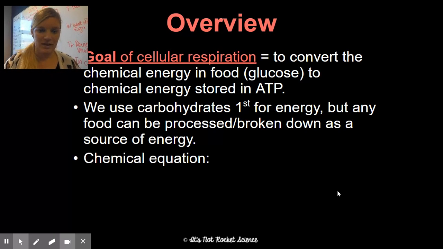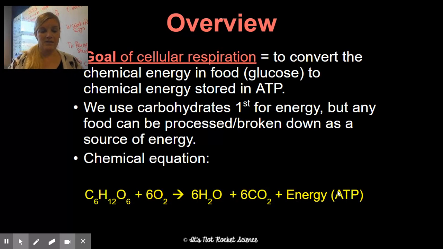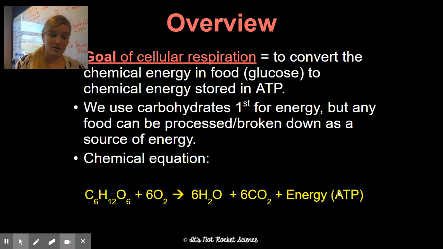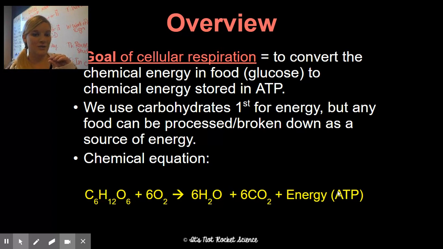We're going to use carbs first for energy, but we can technically break down any food as a source. And the chemical equation is C6H12O6, which is our sugar or glucose, and 6 oxygens are converted into 6 water molecules and 6 carbon dioxides, and then we also have energy in the form of ATP. So if you notice, this is actually just photosynthesis, but in reverse.